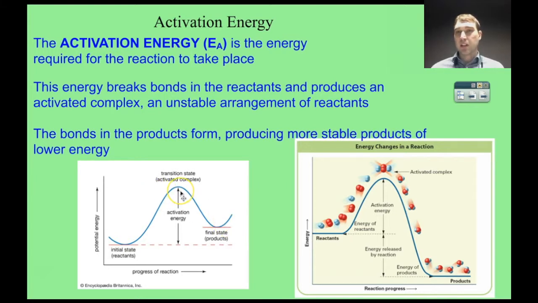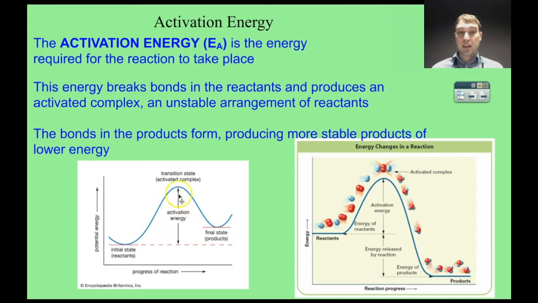This is an unstable arrangement of the reactants where the bonds are being broken in the reactants and they're ready to start producing products. Once the products start forming, so bonds form making the products, you get more stable products being produced, and they have a lower energy than the activated complex that you started with. And this happens in both endothermic and exothermic reactions.